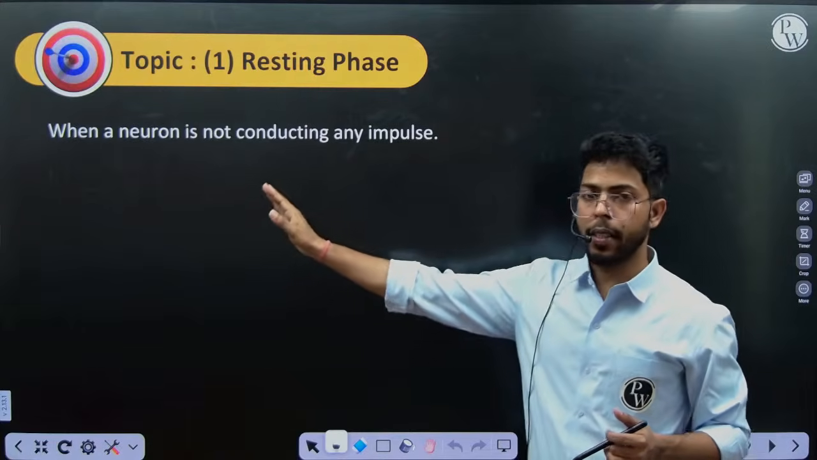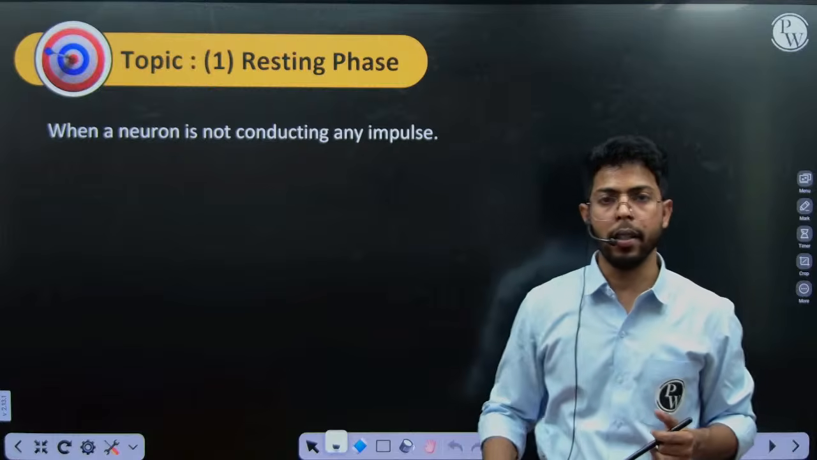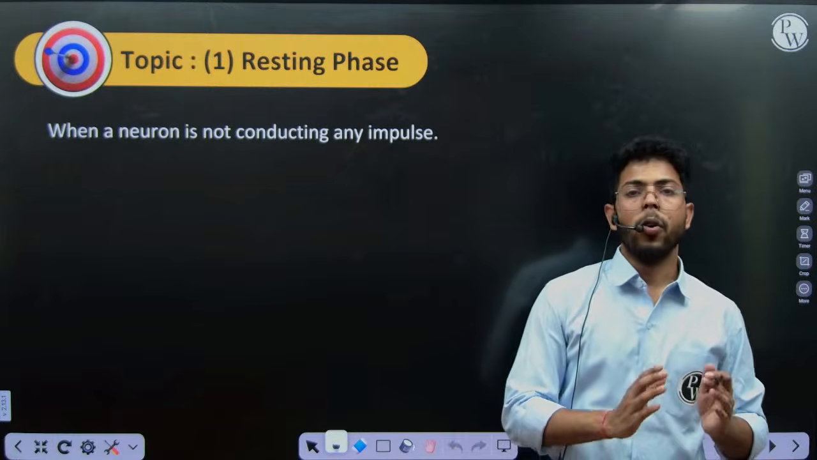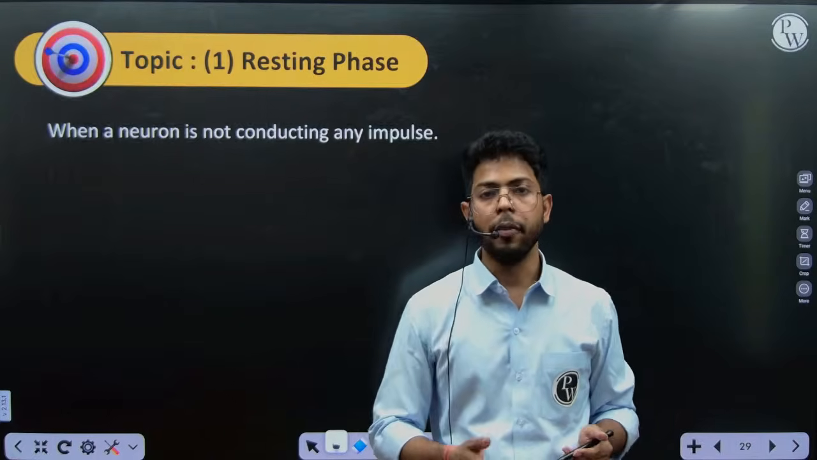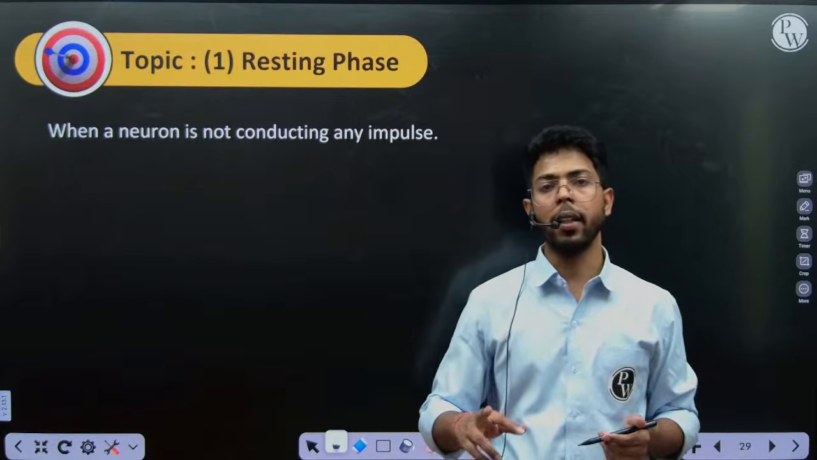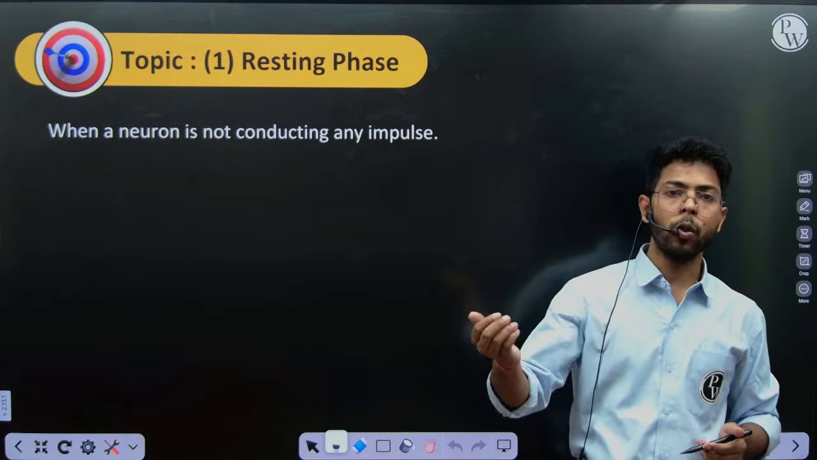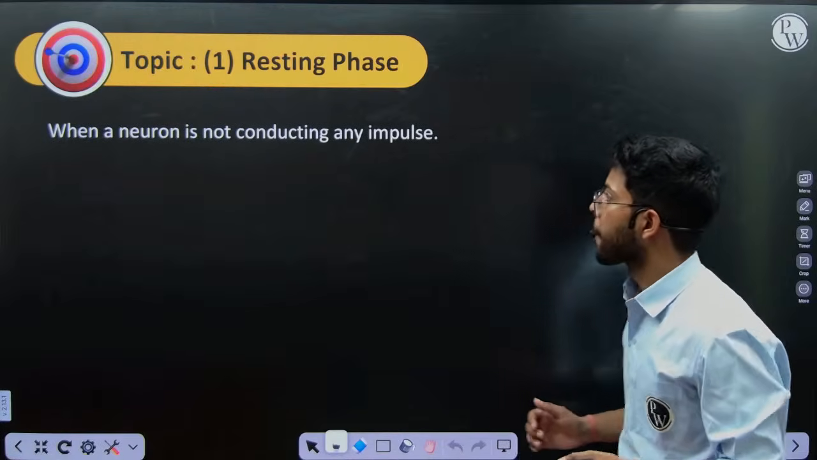The leaky channels always transport the ions passively. They do not require any energy. But the voltage-gated ion channels open when there is a change in voltage of the plasma membrane, and then accordingly they transport the ions, whether it is efflux or influx.